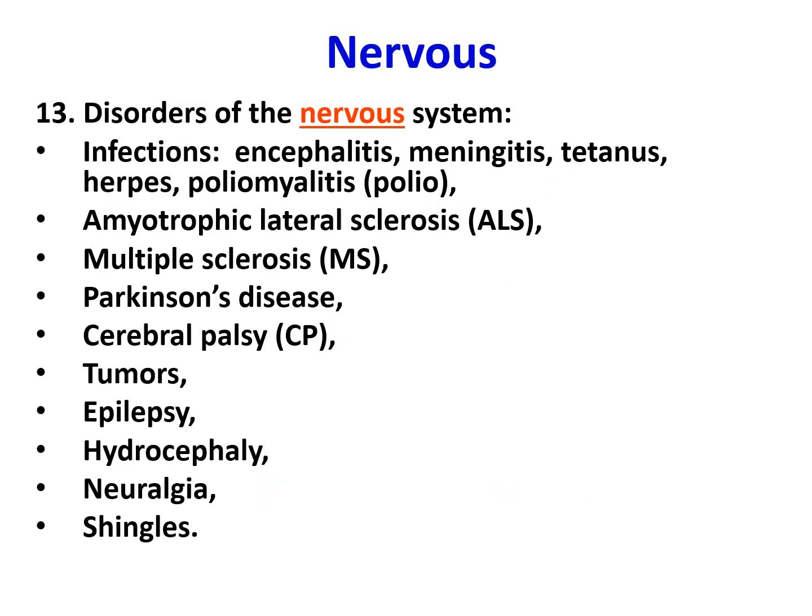Okay, now moving on to the nervous system. Infections like encephalitis, meningitis, tetanus, polio, right? All these things, down to multiple sclerosis, Parkinson's disease, cerebral palsy, all these things are disorders that can affect your nervous system. And we need to understand that these are the ones that go with the nervous system.